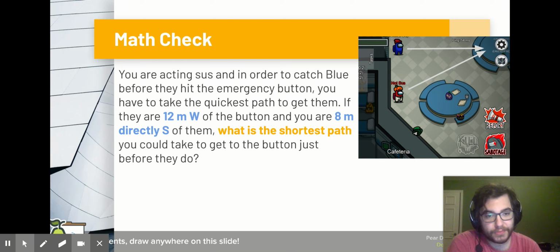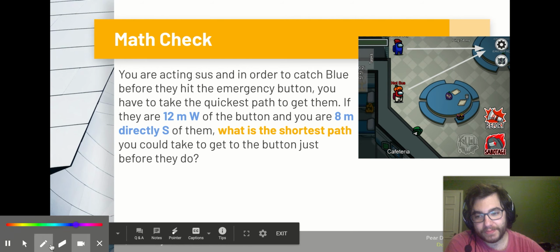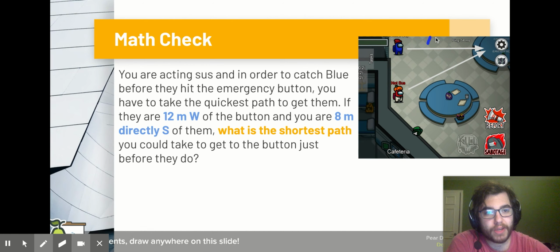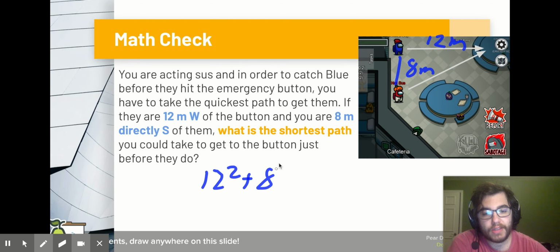Okay, so I know you could probably report it and chance your luck that way, but for the sake of the problem, let's work through this. All right, so blue is 12 meters west. You are 8 meters directly south. So all we got to do is plug it into the Pythagorean theorem to find the resultant. So 12 squared plus 8 squared is equal to c squared.